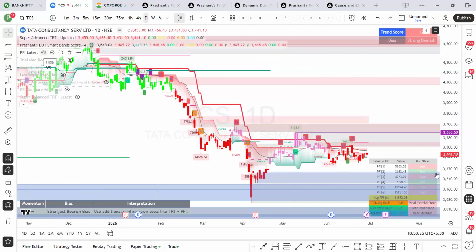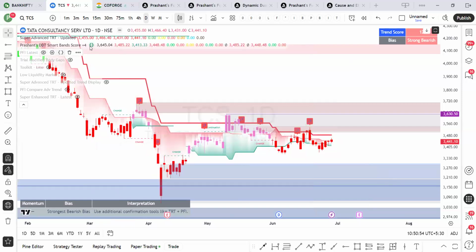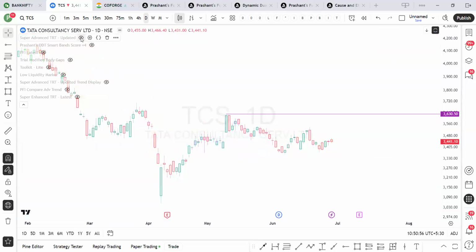PA5 values, if we check, weak bearish force, but still bears are stronger than bulls. So latest downward PA5 was weaker as compared to average. It is weak bearish force. It is 5800. As compared to this, it is weaker. But still, bears are dominant, and less number of bulls are present. Neither force is favorable nor trend is favorable. I won't do anything in TCS.